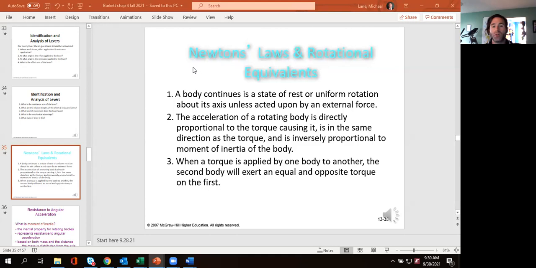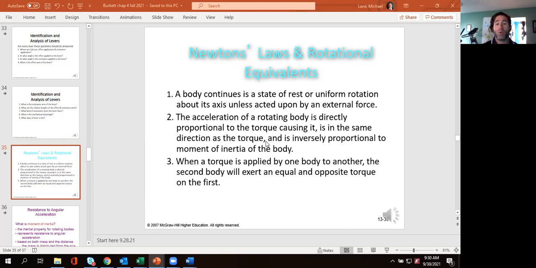So when it comes to our physics base, we're looking at Newtonian physics with a twist. Objects are going to stay in motion or stay at rest unless they're acted upon by an external force. The acceleration of a rotating body is directly proportional to the torque that's causing it. And it's going to be the same torque felt on both sides, so it's equal and opposite. For every action, there's an equal and opposite reaction. We're just literally talking about getting something to spin.